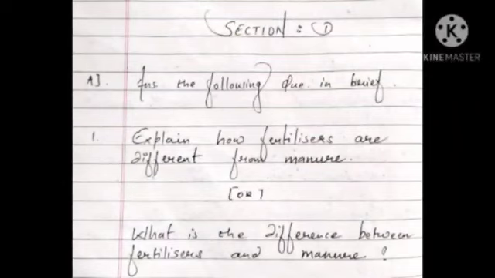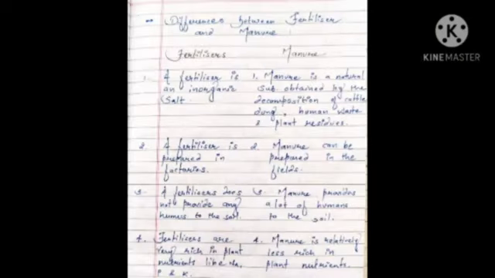And the first one is: explain how fertilizers are different from manure, or what is the difference between fertilizer and manure. And the answer is: difference between fertilizer and manure. Fertilizer is an inorganic salt. Manure is a natural substance obtained by the decomposition of cattle dung, human waste and plant waste. Second, a fertilizer is prepared in factories. Manure can be prepared in the field.